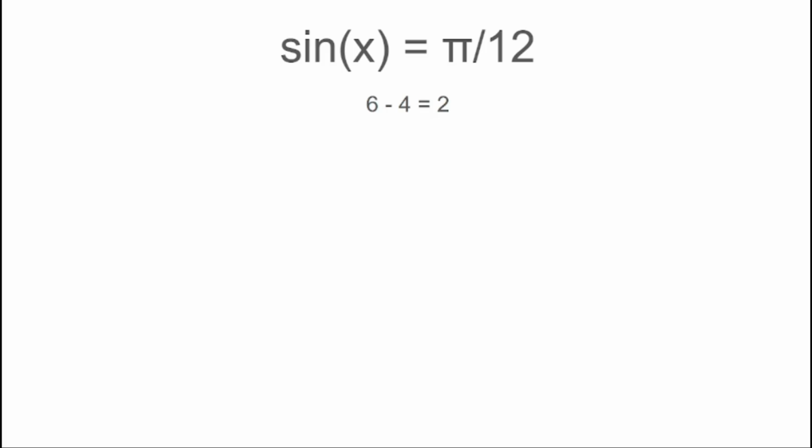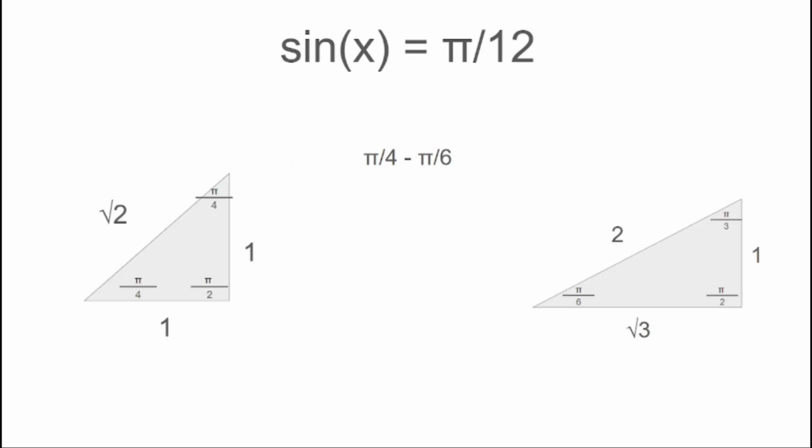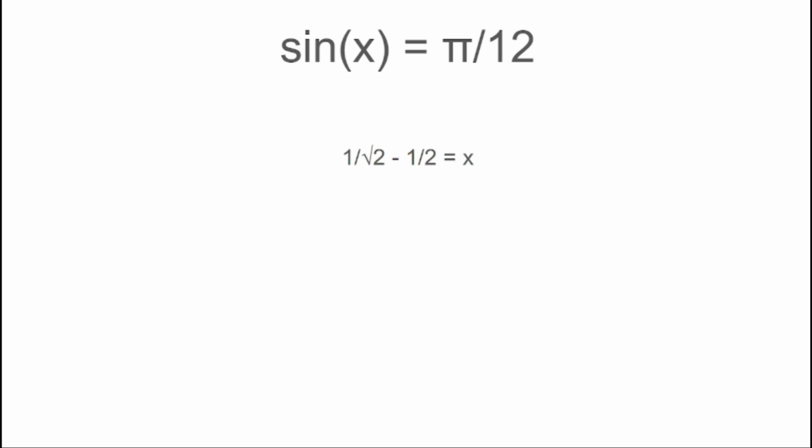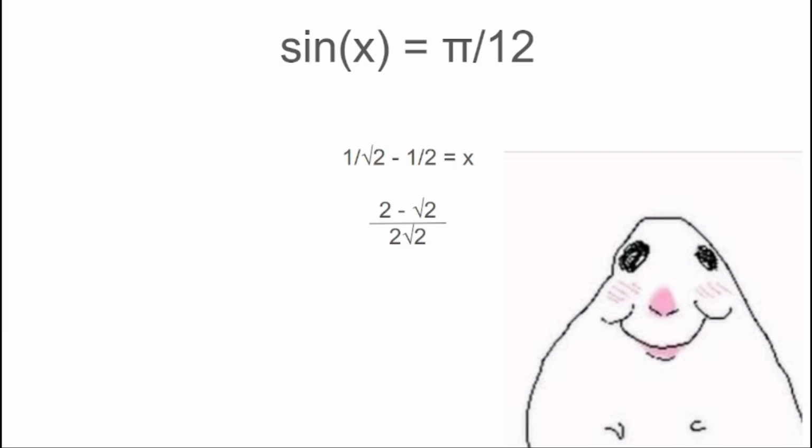And if 6 minus 4 equals 2, then pi over 4 minus pi over 6 is going to give us pi over 12. So then you take the sine of each angle, which is opposite over hypotenuse, and that would equal 1 over root 2 minus 1 over 2. And since we need a common base, we're going to cross multiply again, and that's going to end us with root 2 minus 1 over 2 root 2. It's going to give us an exact value.